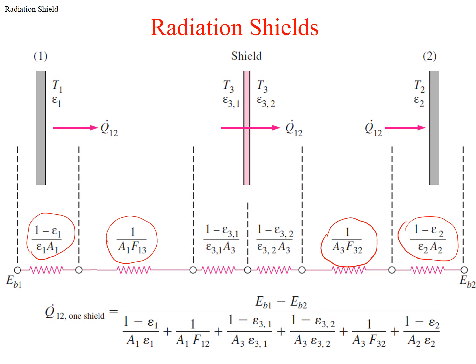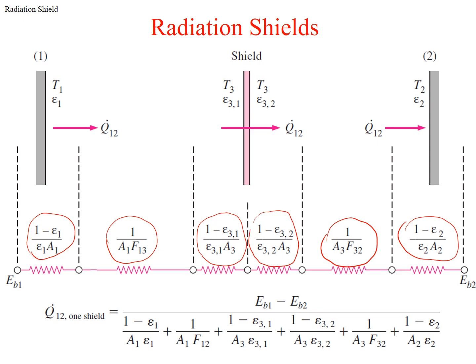And then this radiation shield, what it does is it is a surface. So it has its own surface resistances to the radiation, and it has on the one side (1 minus emissivity) divided by emissivity times A3, and then here it has (1 minus emissivity) divided again by emissivity times A3. And again, emissivity 3,1 and 3,2. These are the two sides of your shield. Ideally, you want this emissivity to be very small in order to have a very large resistance on the shield.